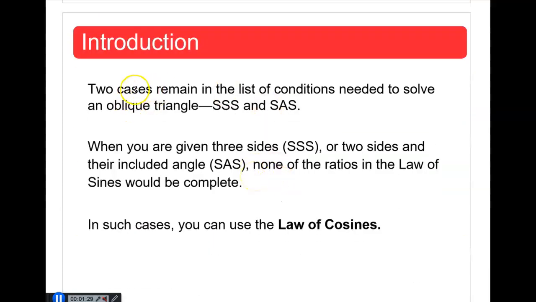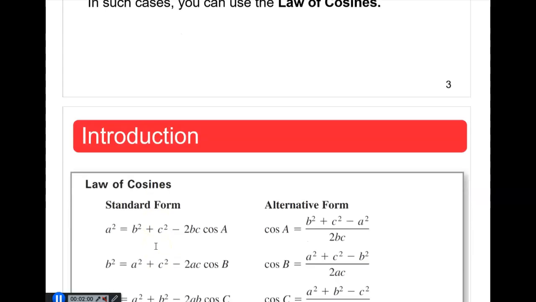Okay, so the two cases that we did not look at in section 6.1 are SSS or SAS, and that refers to three sides given, or two sides and their included angle. And here, none of the ratios in the law of sines will be complete, or it will be impossible if we were to have those measurements. In such cases, we will always use the law of cosines.